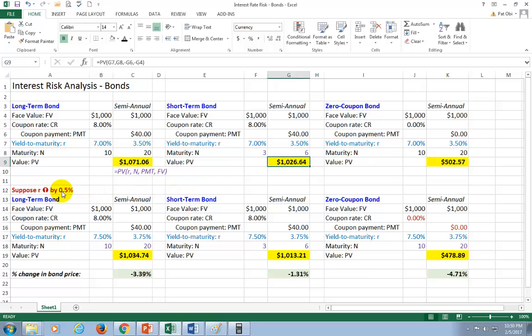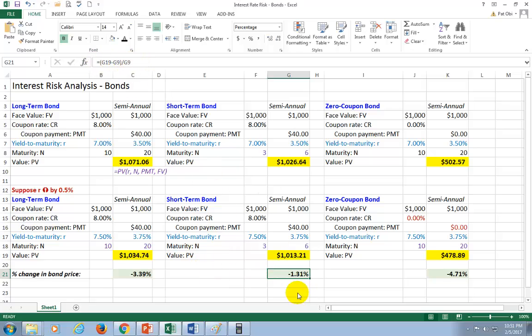So now we assume that interest rates go up by 50 basis points, which is 0.5%, as you see there. So now the annual rate of return goes up to 7.5%, and this is the semi-annual yield to maturity. And as you can see, the price of this bond goes down to 1,034.74, a drop of 3.39%. The short-term bond also drops from 1,026.64 to 1,013.21, but this is only a drop of 1.31%, and that's where I calculated the percentage change in the value of these two bonds.